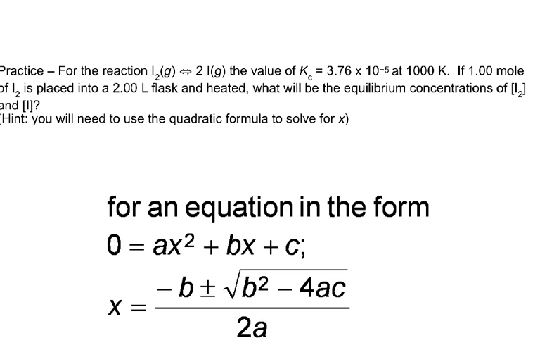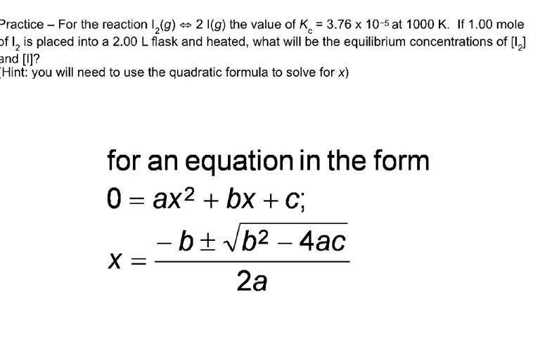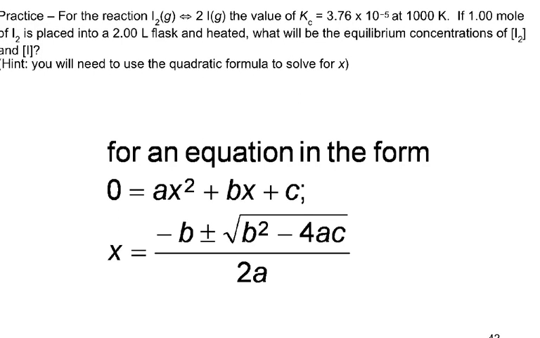Okay, here's another one. We're not going to use the quadratic. I didn't take that out. I used to do one practice one with it, but we are not going to do that. But let's work it through to the point where you would need the quadratic. So we have I2 in equilibrium with 2I, the value of Kc, 3.76 times 10 to the minus fifth. If 1 mole is placed in a 2-liter flask and heated, what will the equilibrium concentrations be? So 1 mole in a 2-liter flask means we're at 0.5 molar.